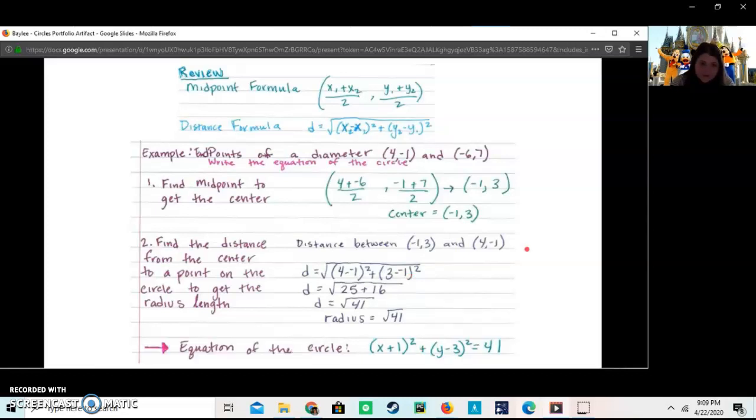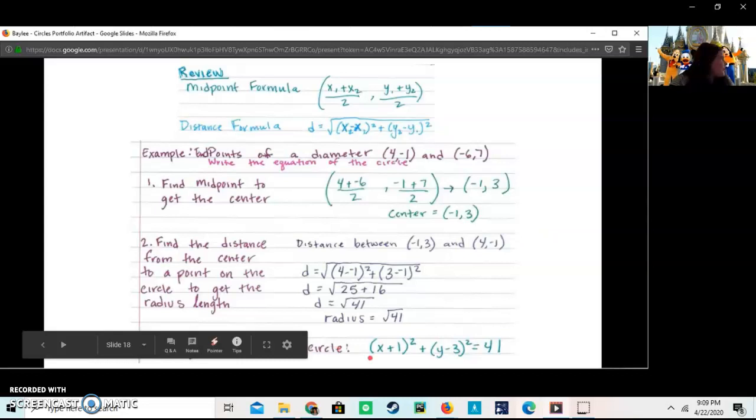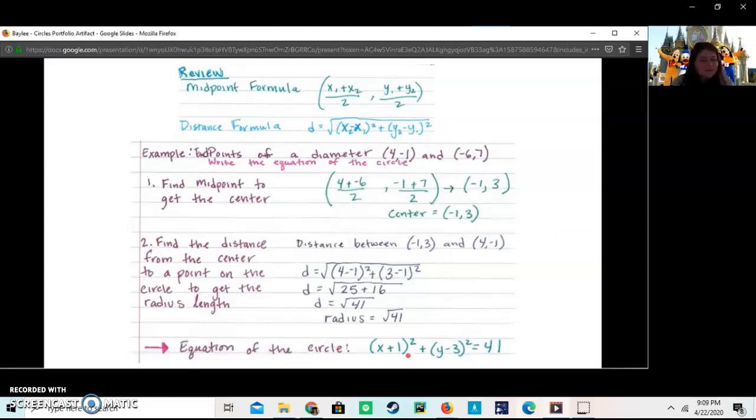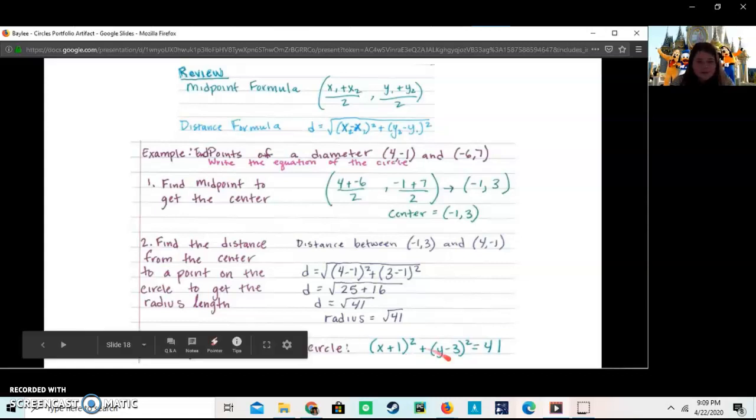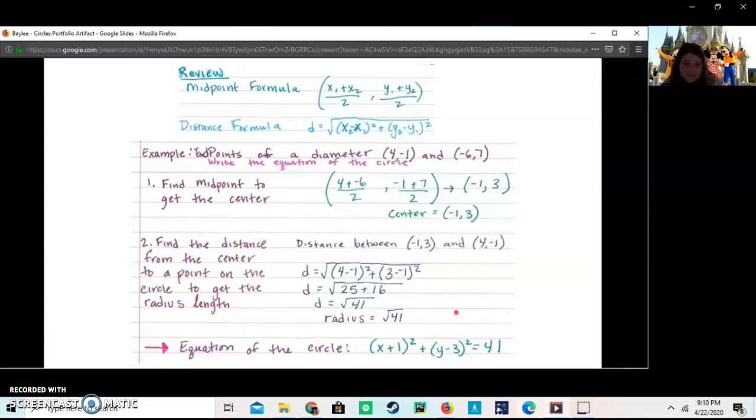The equation of the circle is (x plus 1) squared plus (y minus 3) squared equals 41, and that is what we got from this information right here, and that's how we were able to find the equation to fit this one. These points, and then finding the radius, and that's how we got that. And that is the end of this lesson, a brief review.